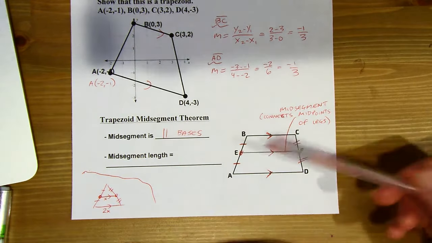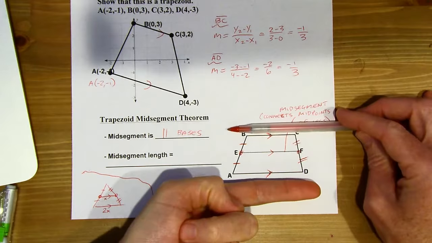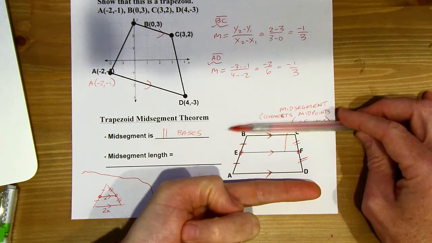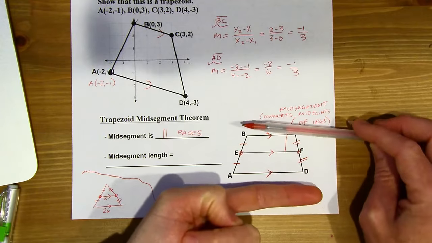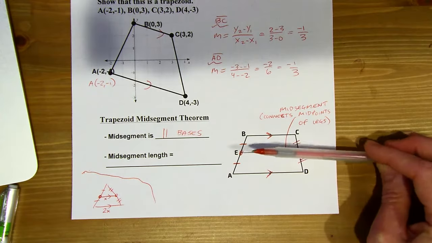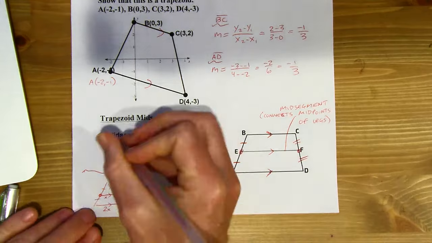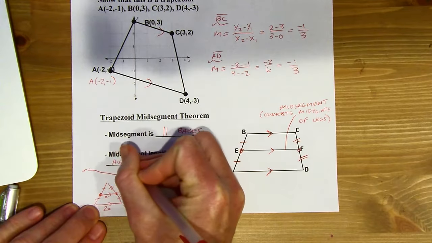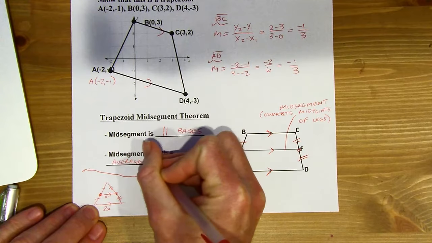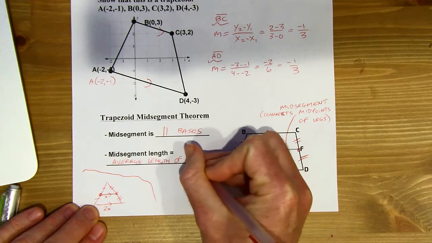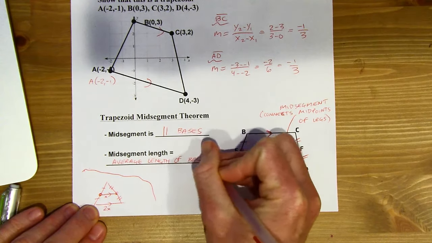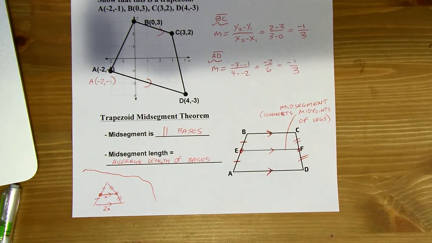But if you compare that mid-segment length to the length of both bases, it's in between, right? It's longer than the top, and it's shorter than the bottom, and it's actually exactly halfway between. So it's the average length of the two bases, okay? Average length of the bases. All right, so with that in mind, let's move on to the next two examples on the next page.